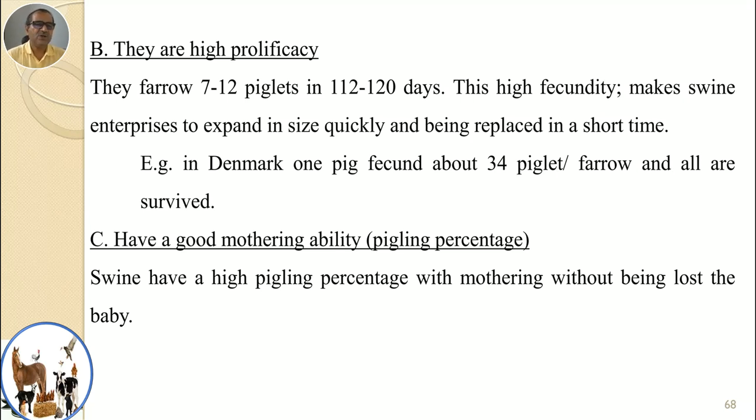Hence, for example, in Denmark, one pig produces about 34 piglets, especially in some areas where pigs are reared for food purposes. And the farrow all survive. The mortality of the piglets is also very low, especially in such countries like Denmark, etc.